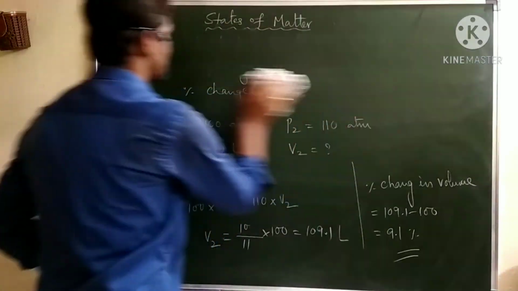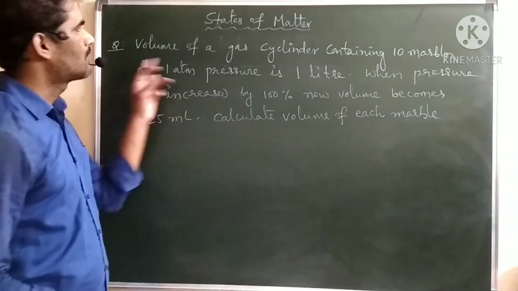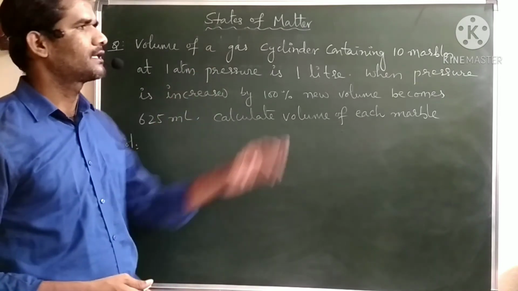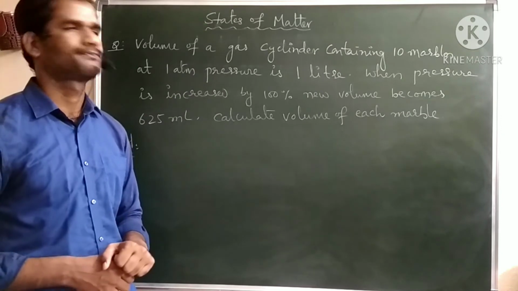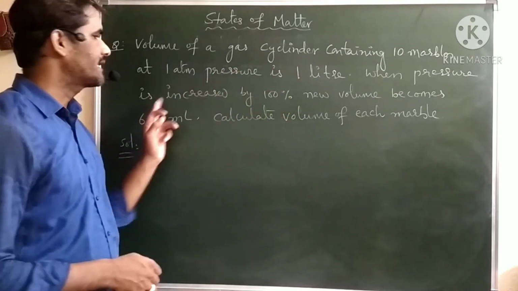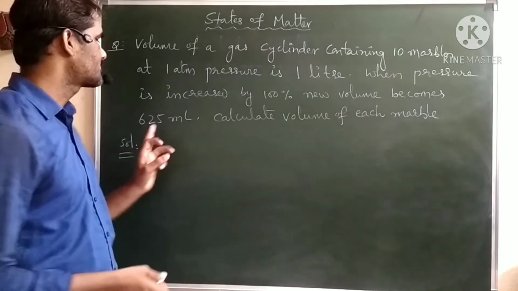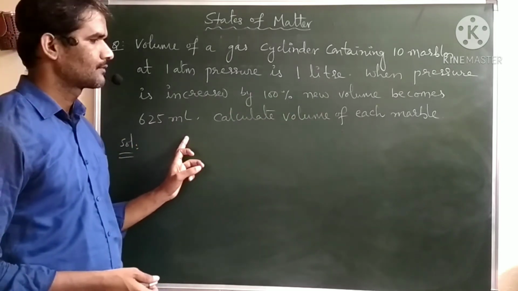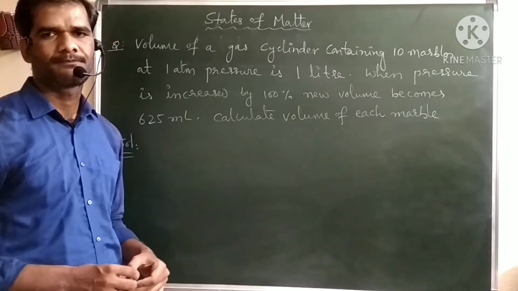And next one more question here. Now see one more question here. Volume of a gas cylinder containing 10 marbles at 1 atmospheric pressure is 1 liter. When pressure is increased by 100%, new volume becomes 625 ml. Then calculate volume of each marble.